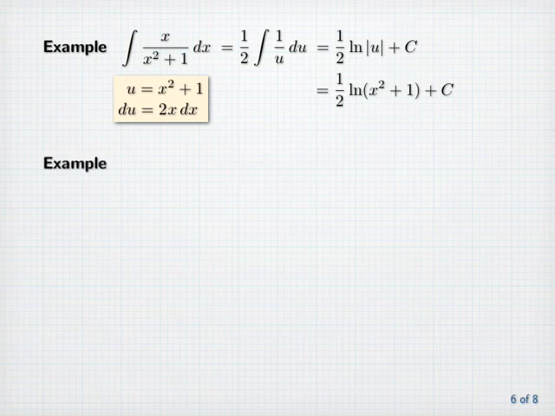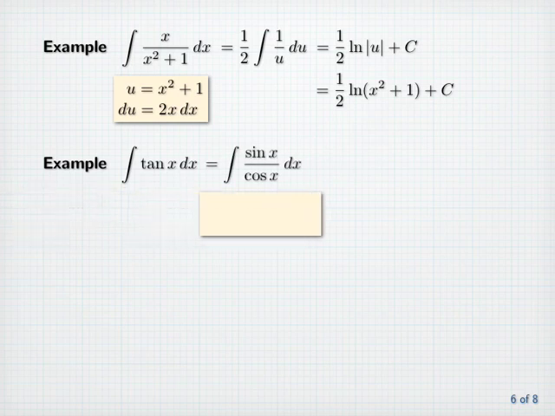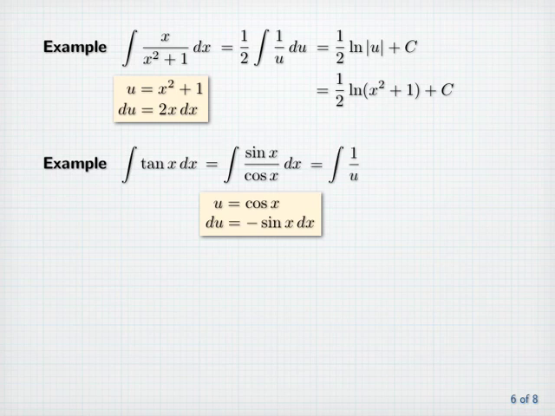Another example. Consider the integral of tangent x dx. Let's write tangent as sine over cosine, and now we're going to substitute u equal to cosine x. That means that du is minus sine x dx, and so our integral is the integral of 1 over u times minus du.